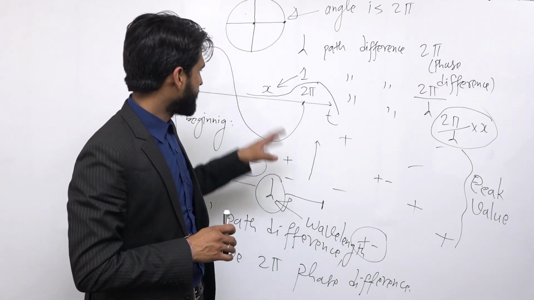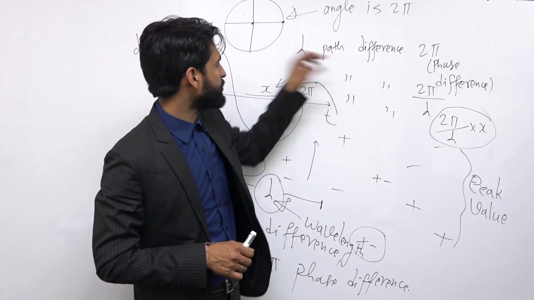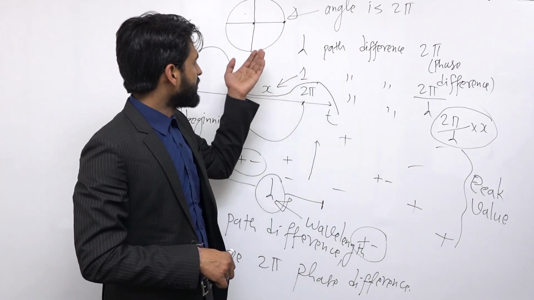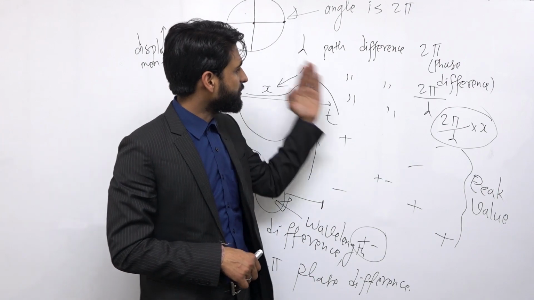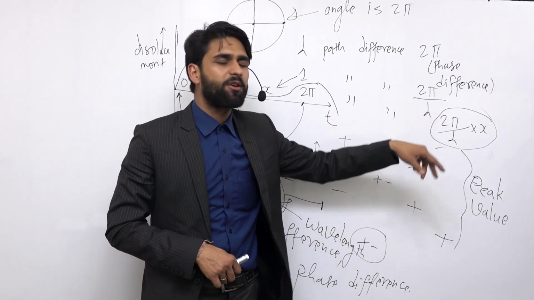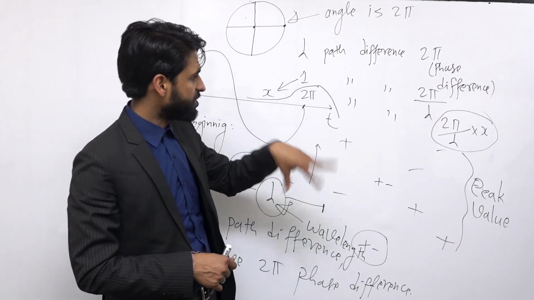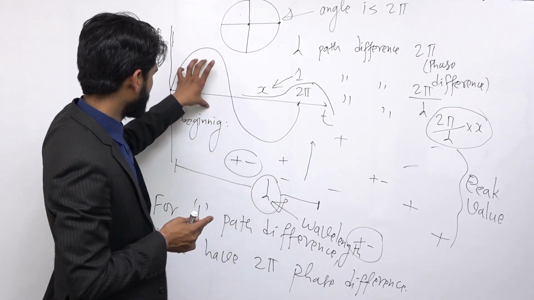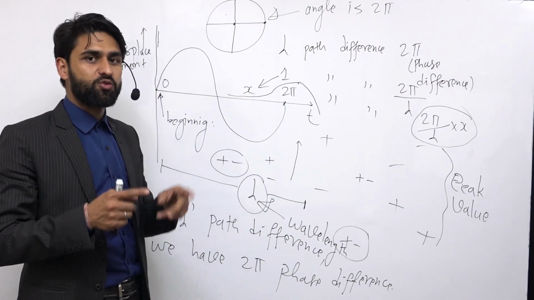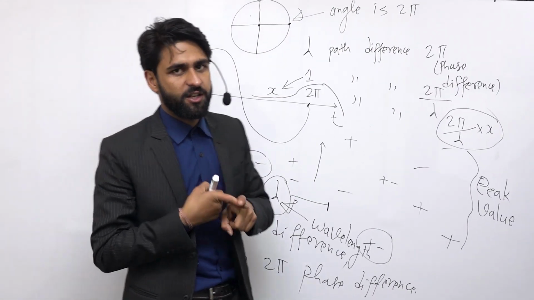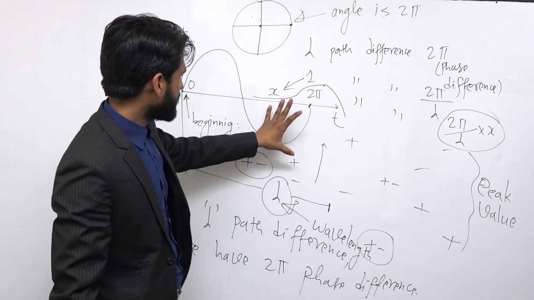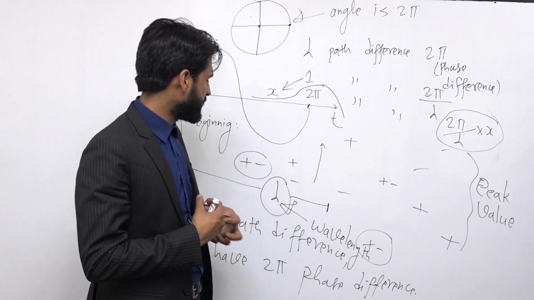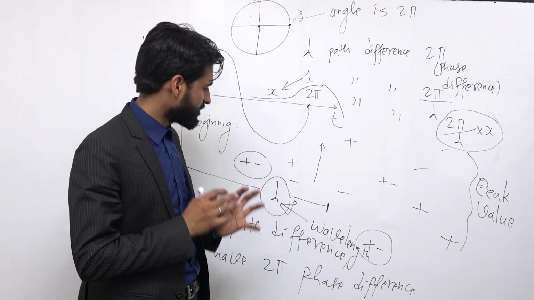So this is very important to remember, that lambda path difference makes 2 pi phase difference, and x path difference makes 2 pi by lambda multiplied by x phase difference. So we can deal with these things with a single wave as well as two waves which are superimposed. If we understand these basic things, then it causes a little bit of curiosity in our mind to study further in wave optics.